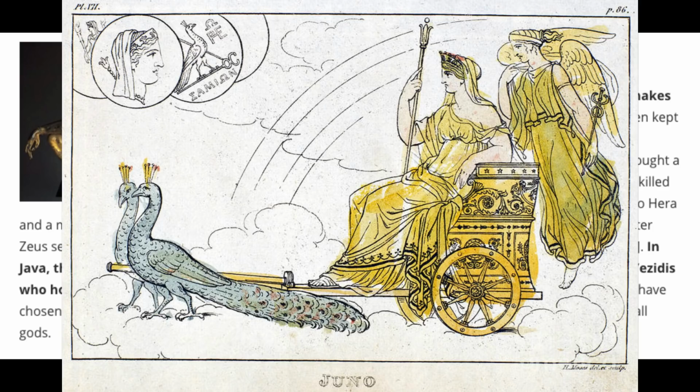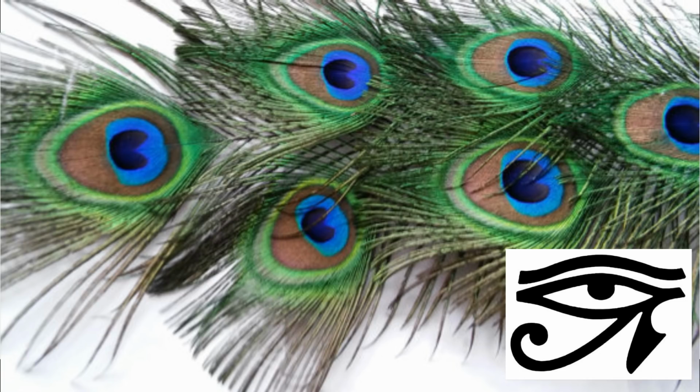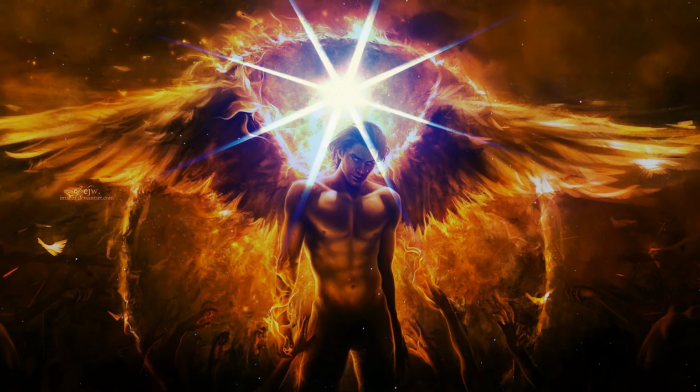They were sacred to Hera, and a myth relates how the goddess set the 100-eyed Argus to guard her husband's mistress, Io, after Zeus sent Hermes to charm and kill Argus. Hera used the giant's eyes to ornament the peacock's tail. Okay, there you go again, the eye. In Java, the peacock was associated with the devil. Again, peacocks associated with the devil, Lucifer, and the morning star, the shining one, as we read earlier.